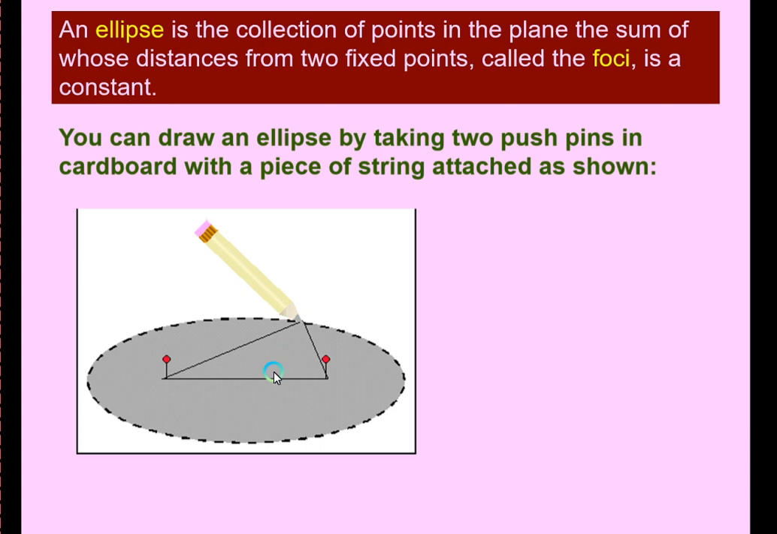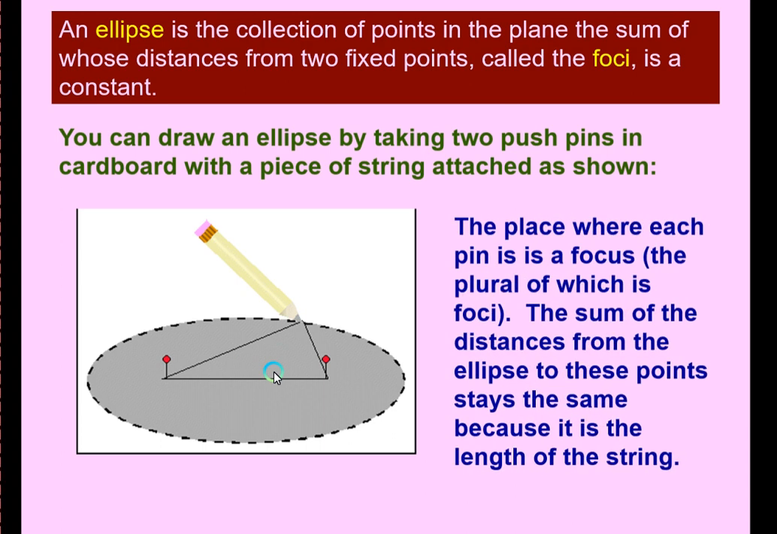attached, as shown. So the place where each of the pins is located is what you refer to as our focus, wherein if we look at it in its plural form, that is the foci. The sum of the distances from the ellipse to these points stays the same because it is the length of the string.